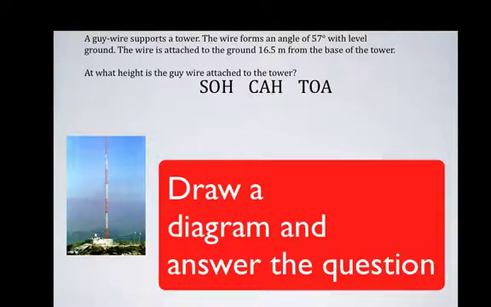A guy wire supports a tower. The wire forms a 57-degree angle with the level ground. The wire is attached 16.5 meters from the base of the tower. At what height is the guy wire attached to the tower? So we want to know how far up does this wire attach to this tower.